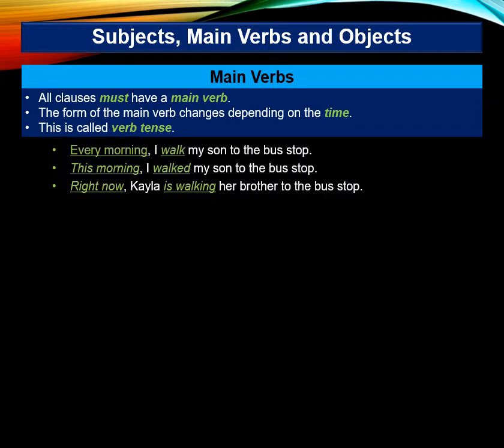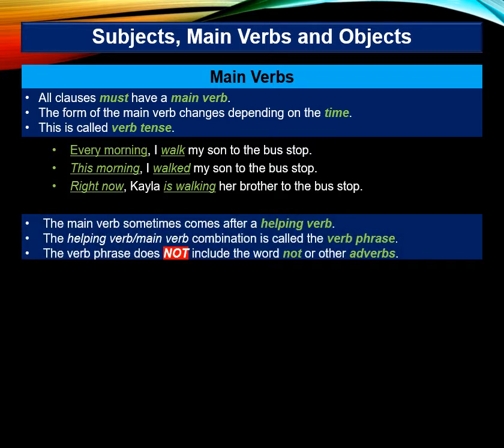For example, every morning I walk my son to the bus stop. This morning I walked my son to the bus stop. Right now, Kayla is walking her brother to the bus stop. In each of these sentences, the main verb is walk, but the form is different because the time is different.